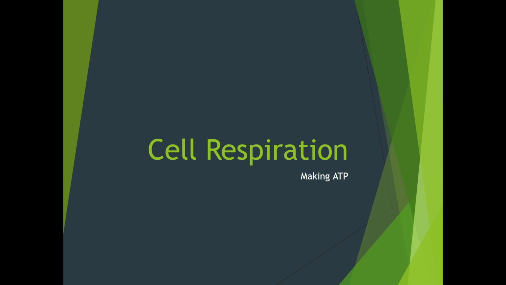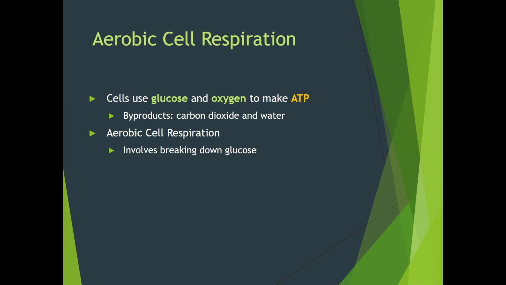And let's start by looking at the steps of cell respiration. Cell respiration is all about making ATP by breaking down glucose. And cells are going to use glucose and oxygen to make ATP. So we're going to break down glucose, but utilize oxygen in order to make spendable energy, or ATP. The byproducts of this process are carbon dioxide and water.